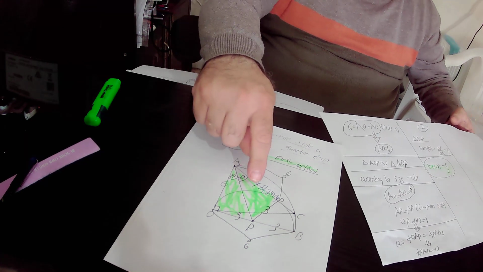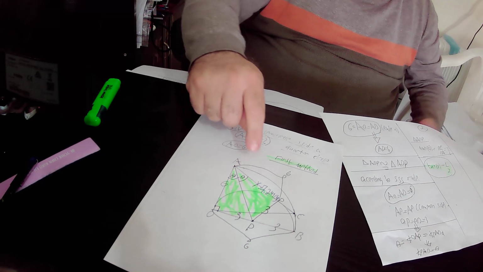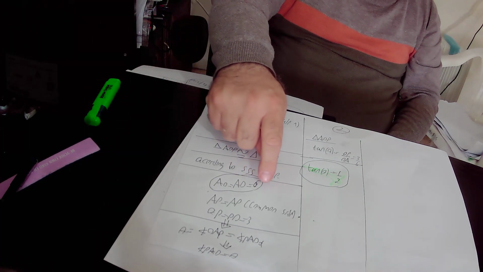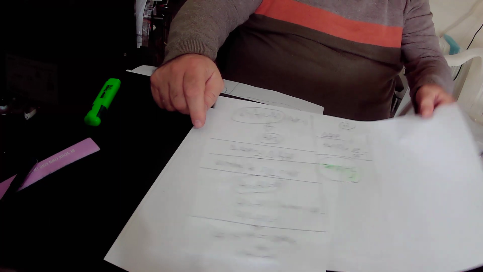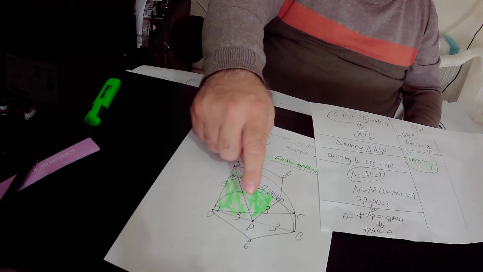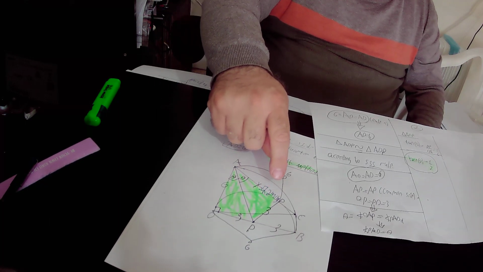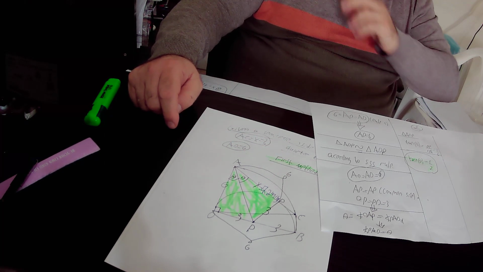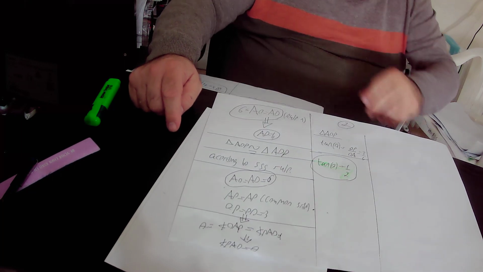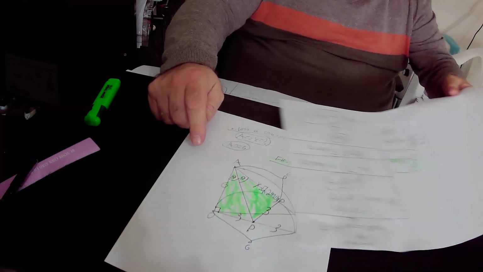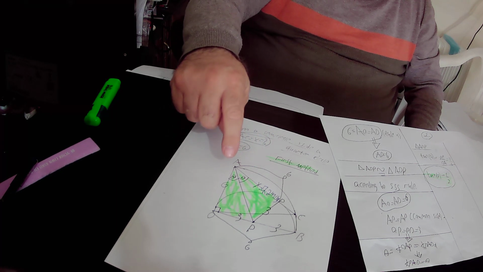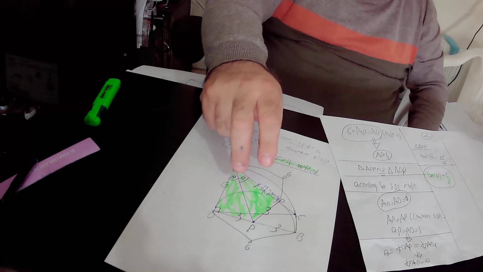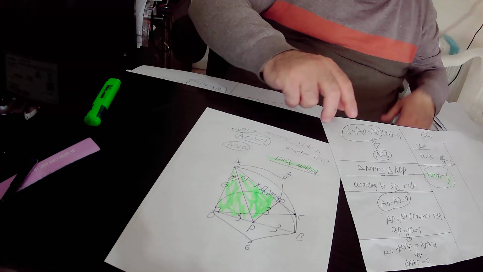AP is a common side, it belongs to both triangles, so AP equals AP. And here also OP equals PD equals 3 units. This is the radius of the semicircle. OP equals AD equals 3 units. So all the sides of triangle APD are equal to all the sides of triangle AOP. Therefore, those two triangles are congruent according to the side rule.